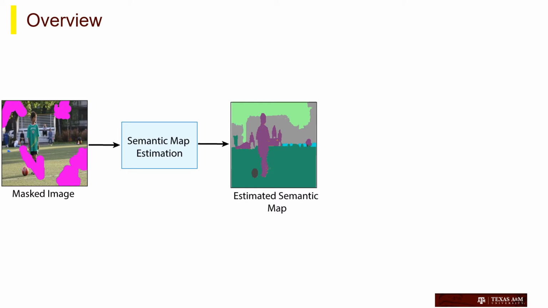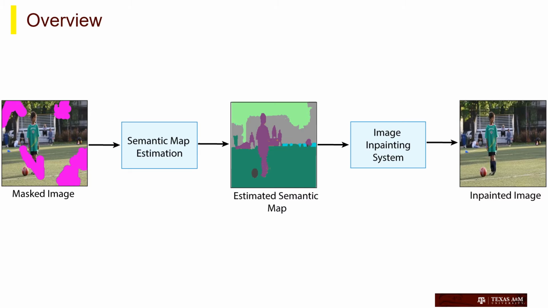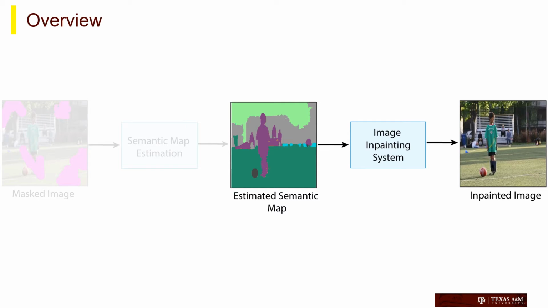We now overview our system that addresses better texture generation and semantic coherency. From a given masked image, we first estimate a completed semantic map. This completed map is then fed to an image inpainting system, which fills the corresponding missing regions in the image to obtain the complete result. We first illustrate the image inpainting system. Note that here we assume the complete semantic map is available to us. Later, we explain its estimation.